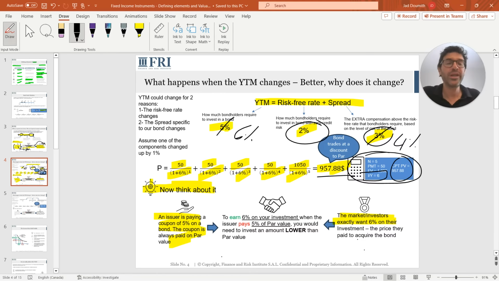You want to earn 6 because you perceive the company now to be riskier. So you are only willing to buy the bond for 957.88. Now imagine you do that. I want to show you how the company is paying 5, but you're actually making 6 on your initial investment. First, I want to view it as two sources of extra returns that explain how you're actually earning 6.